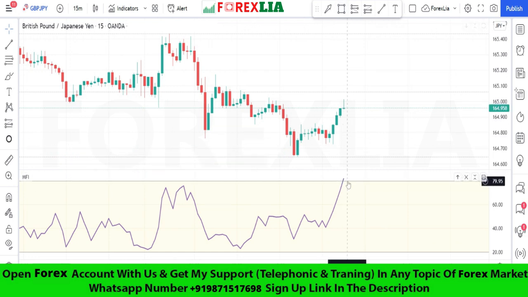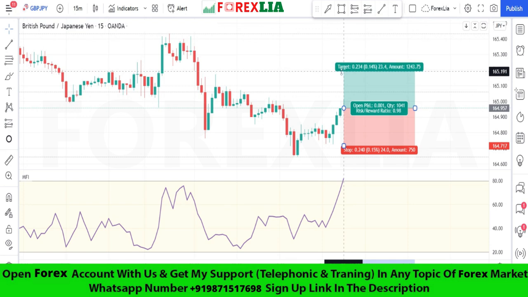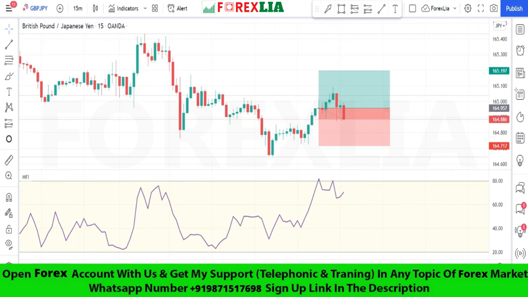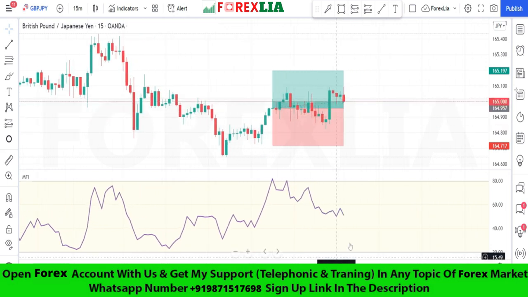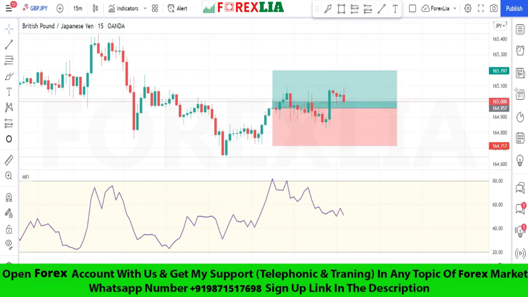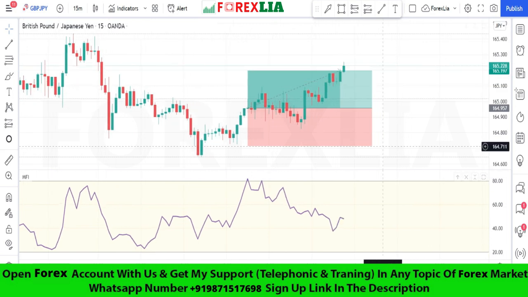Here is buy signal confirmation. We take a buy trade here. Set stop loss previous low point. Set profit target 1:1. We won this trade.